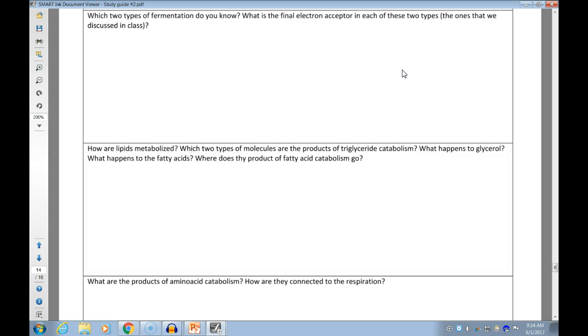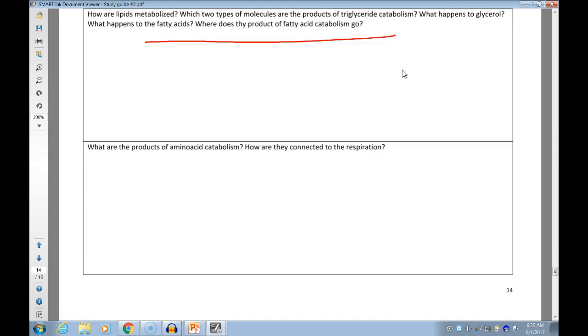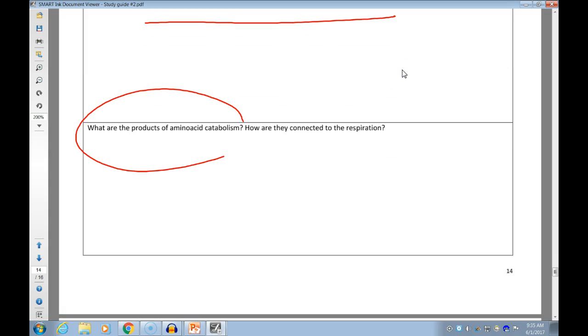Lipids, lipid metabolism, glycerol goes into the glycolysis, and free fatty acids go through beta oxidation, become acetyl-CoA, which enters the Krebs cycle. Amino acid, oxidative deamination or transamination, they may enter the Krebs cycle or become pyruvate.